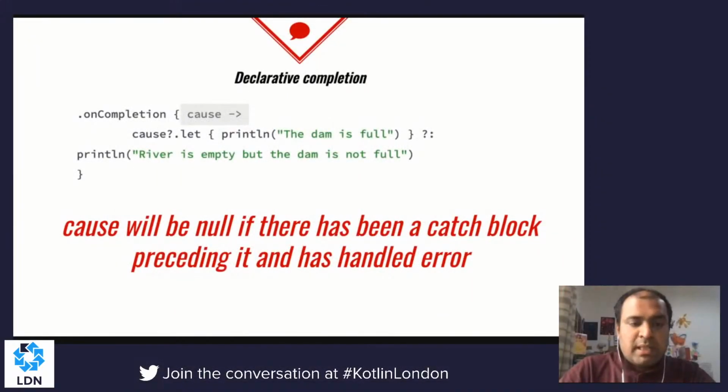Now on completion has something interesting in it. If you observe, there is that parameter called cause. So when the flow is finished, you will receive this cause parameter. If this cause parameter is not null, that means there is something wrong. There is some error happening. That's why you have some value in cause. And if the cause is null, that means there is no error, flow completed without any error.